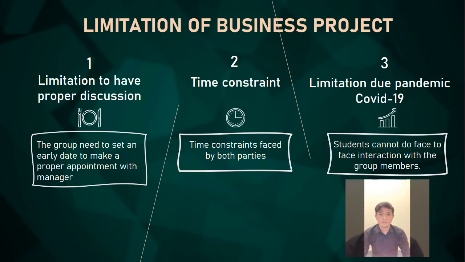Third is a limitation due to the COVID-19 pandemic. The pandemic which hit the world is causing obstacles to everyone, especially students. COVID-19 has affected a lot of students in many ways. One of them is making it hard for students to do face-to-face interaction with their group members in order to finish their work. The consequence is that it can lead to misunderstanding and some information not being properly delivered.